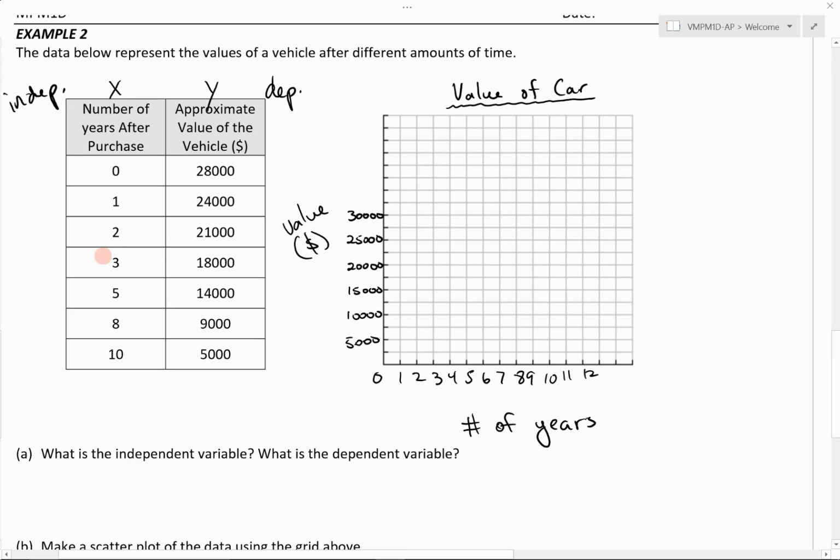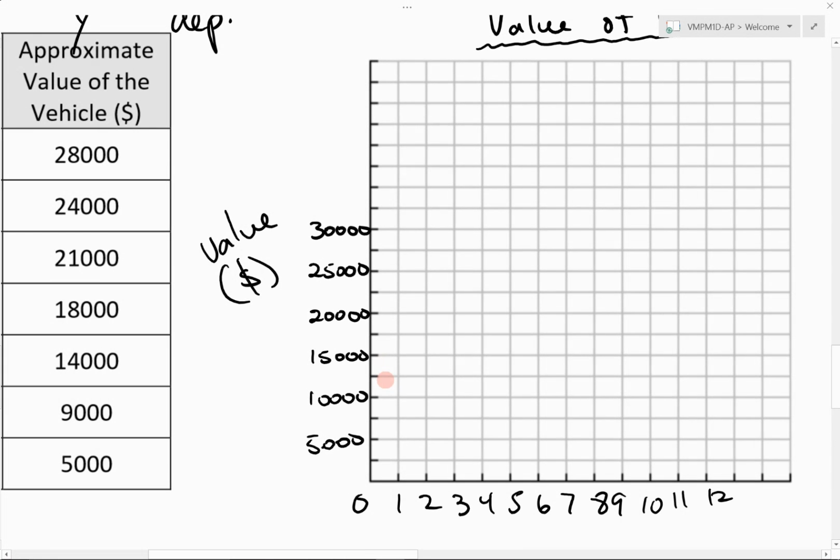And now I'm going to plot the points. So at 0, the car is worth 28,000, so just under 30,000 over here. After 1 year, it's down to 24,000. After 2 years, it's down to 18,000. After 3 years, it's down to 21,000. All right, sorry, 0, 1, 2 years. After 3 years, it's down to 18,000. If that was right, it didn't put the right place. 4 years, it's down to 14,000. And then 9,000. And then 5,000.